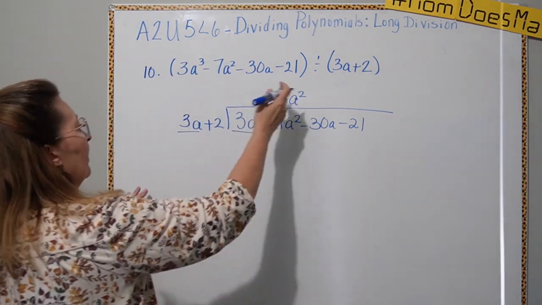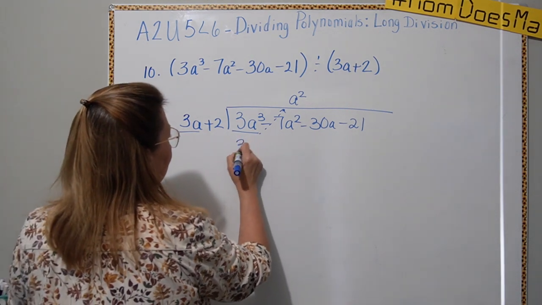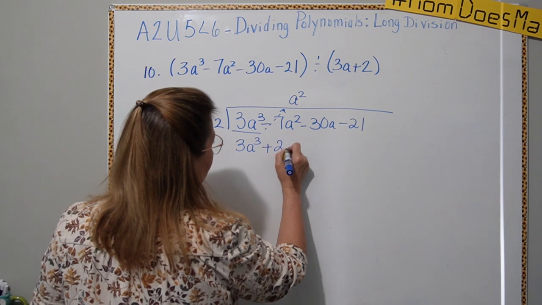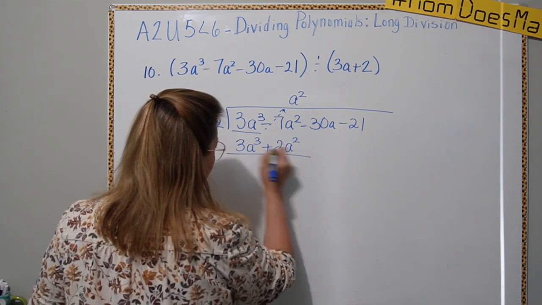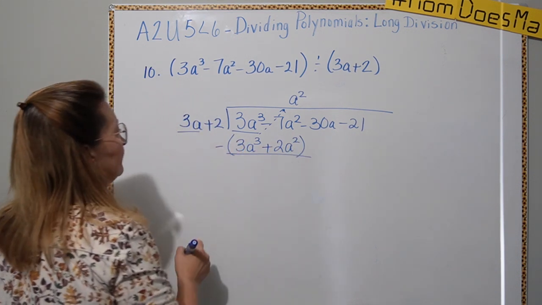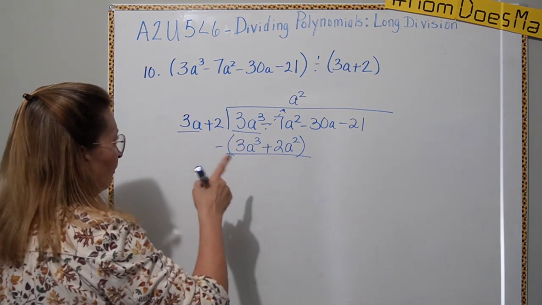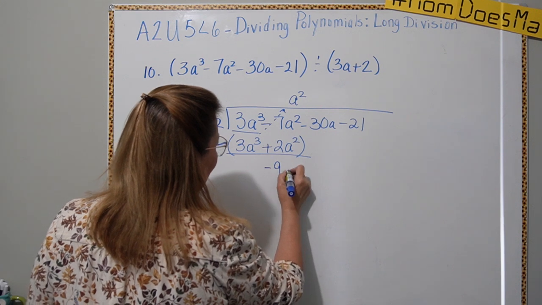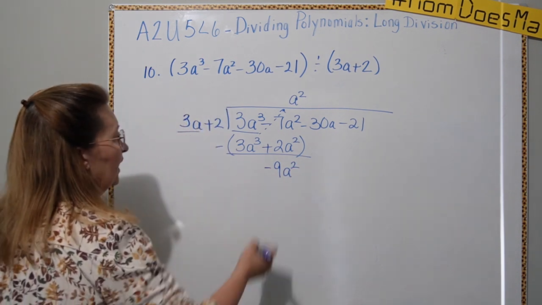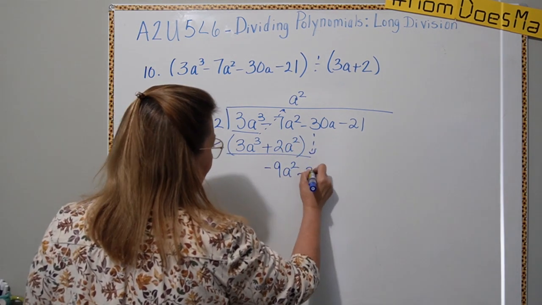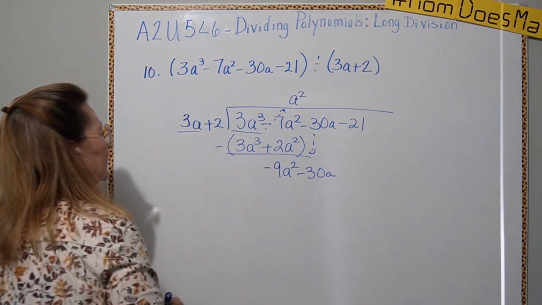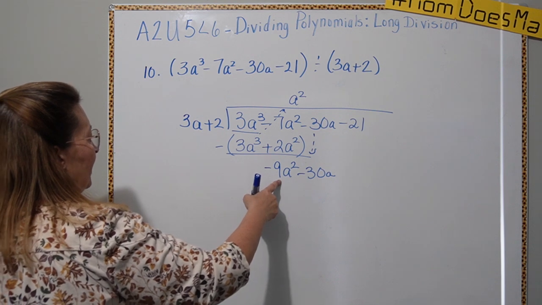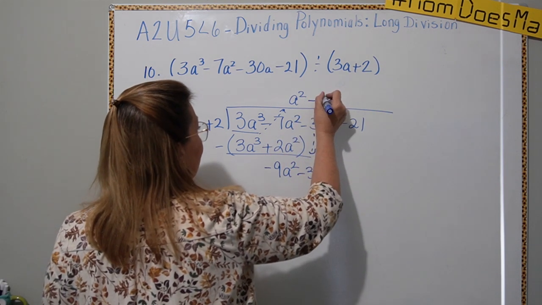And then I'm going to multiply. A squared times 3a is 3a to the third. And a squared times 2 is positive 2a to the second. And then we will subtract. So those cancel out. Goal achieved. Negative 7a minus 2a is going to give me a minus 9a squared. And then I bring down that minus 30a. Okay? Starts all over again. What would I multiply 3a by to get negative 9a squared? Well, that's going to be a negative 3a.